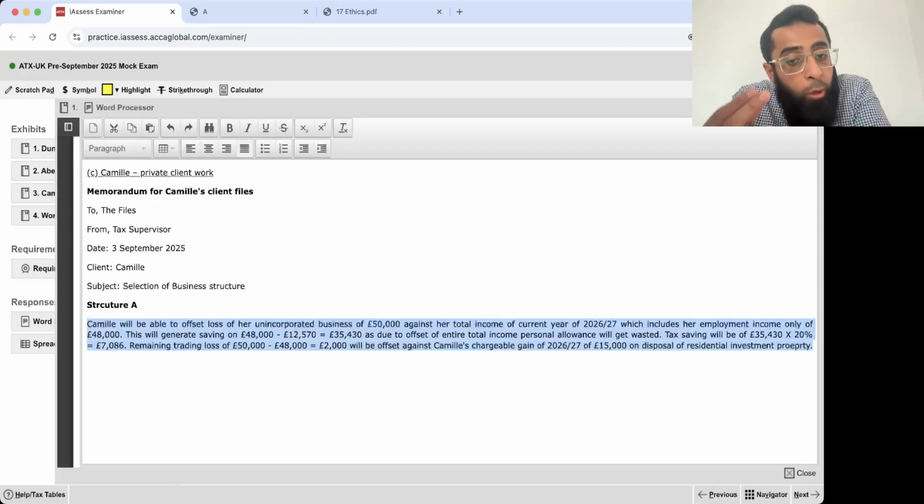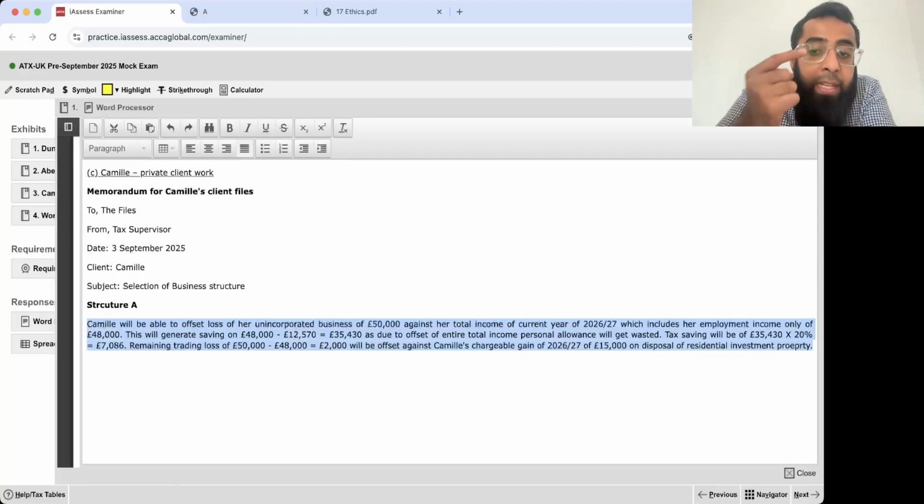Now the remaining loss, which is 2,000, will be offset against the chargeable gain. Now there is a problem. When you offset 2,000 against the chargeable gain, that is the important thing here. First of all, you will get the saving on that 2,000 pounds. Another point, please listen to me carefully.